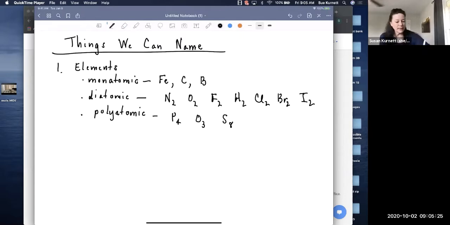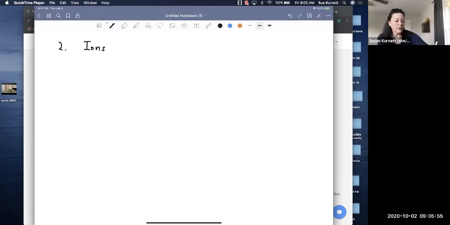Okay, so we can name elements, and we can name ions. I'm going to need a new page for ions, because ions is a big page. We have the ions that are cations, and the ions that are anions. And then think to yourself, what does cation mean? What does anion mean? So cations have what charge? Positive. Usually cations are monatomic.